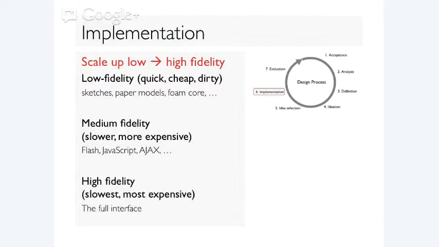Flash, etc. And then only at the end, because it's the slowest and the most expensive, would you do the full interface. So there's both a question of, are we doing everything in the interface or just a small aspect of it? And then are we using the implementation technology, or are we using some stand-in technology that lets us suspend disbelief, simulate what it's going to be like, but is much faster and cheaper?